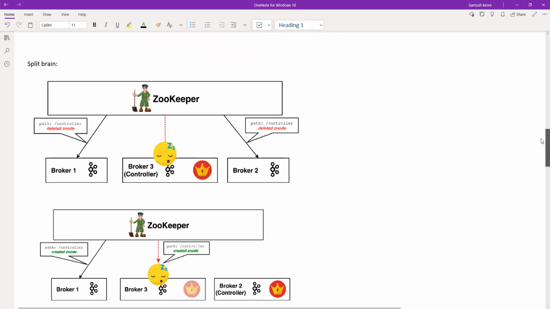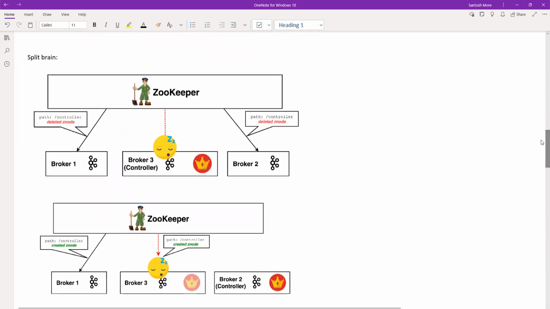Okay. So now a split brain might happen in this scenario, isn't it? So what is a split brain? It's the same thing we might have discussed in the DDIA. Imagine this is Zookeeper and we have just 3 brokers, and broker 3 is the controller, and then for some reason our broker 3 goes down.